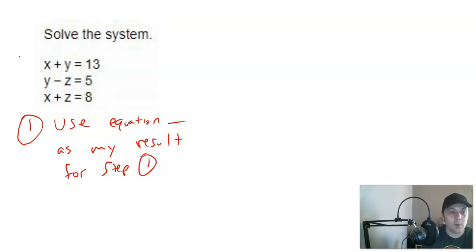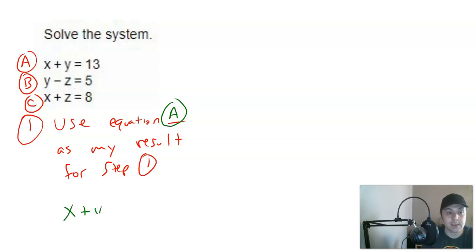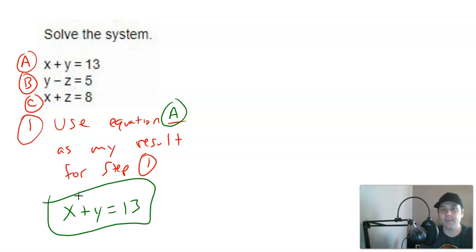All right, so I have equation A, I have equation B. Let's rewrite the A there, it looks kind of funny. So we have equation A, equation B, equation C. I'm going to use equation A as my result for step 1. So my conclusion for step 1 is just x plus y is equal to 13. It was given to me. I didn't have to work for it. I have an equation with 2 variables, and that's what I'll use for step 1.